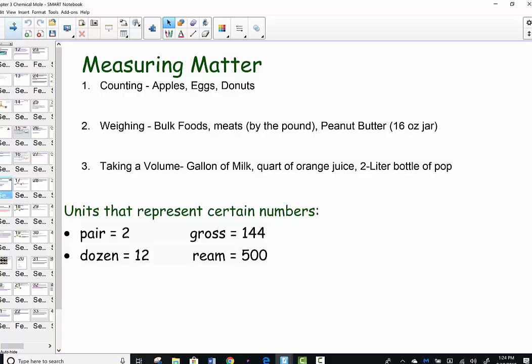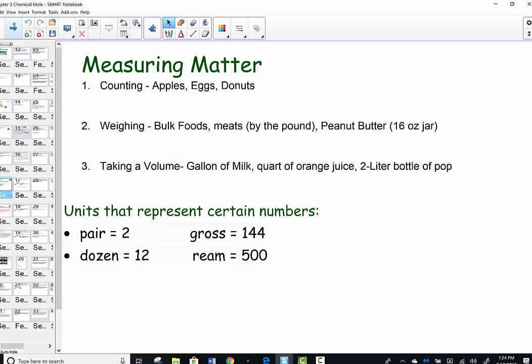Or you can buy something by volume, a gallon of milk, a bottle of pop, whatever it might be. Two nitrogen atoms added together is 28 grams. In chemistry, volumes are most likely for gases, so I can calculate a volume. You can calculate a volume by water displacement for a solid. Notice that, like counting, weighing, or taking a volume, the ways that we measure matter, the mole is a unit that allows me to exchange from one into the other.